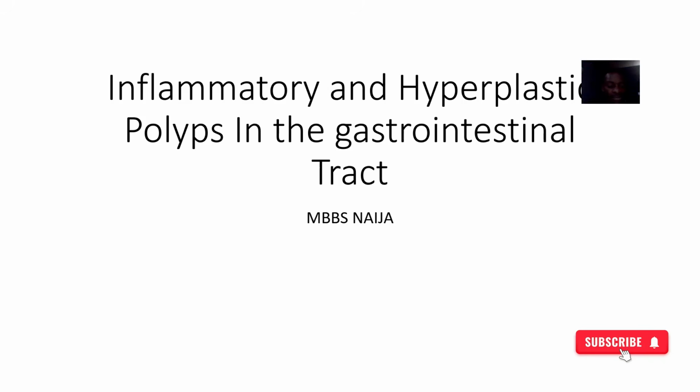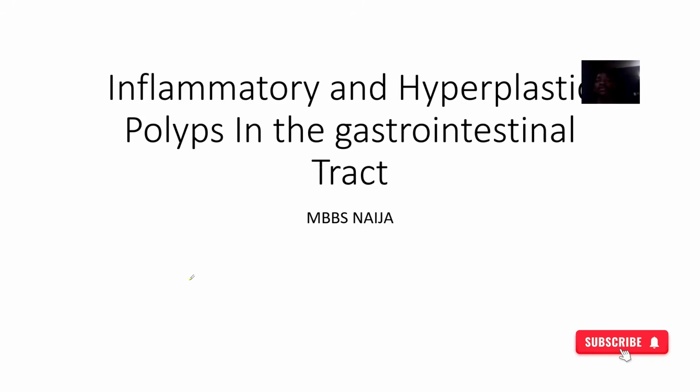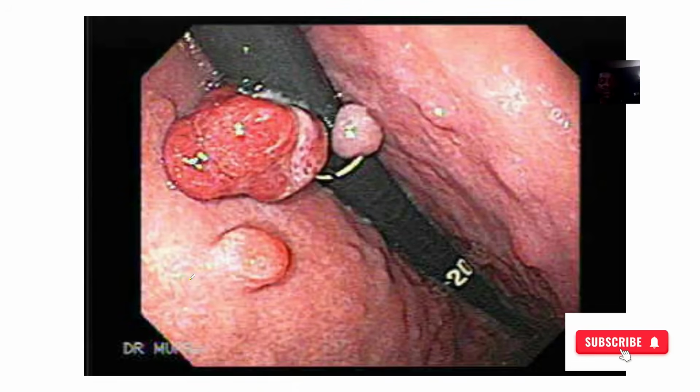Now we'll get to talk about two types of polyps that used to form in the gastrointestinal tract. So you can have inflammatory polyps, and you can also have hyperplastic polyps. All right, so let's quickly look at these two types of polyps and how they actually form in the gastrointestinal tract.